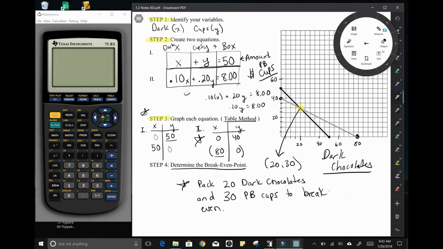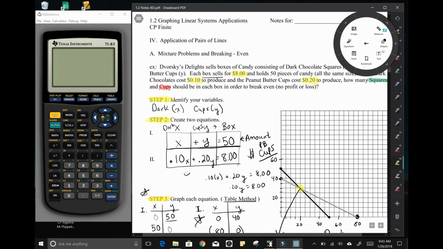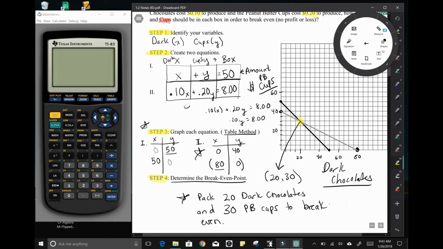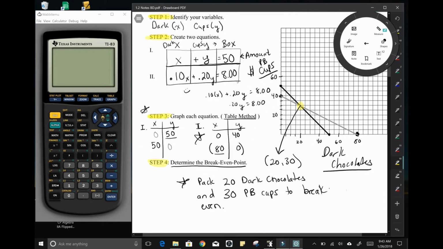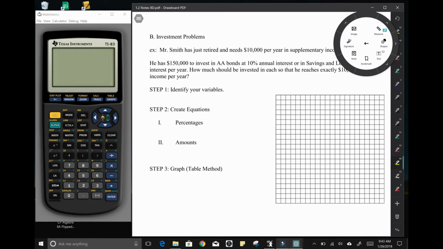Again, the 4 steps are really going to be the same. So if you take anything away, really it's about analyzing what's in the equation, making your equations, and graphing them. Okay, let's move on to the second problem. It's an investment problem, which will also be rather common in this class.